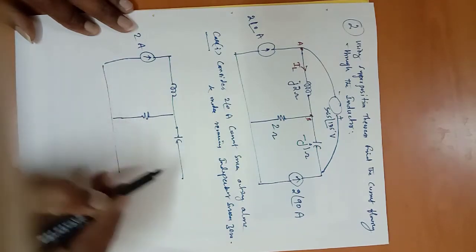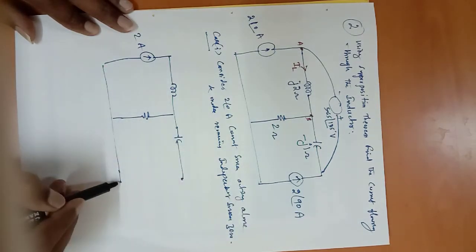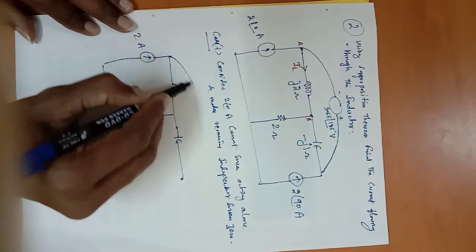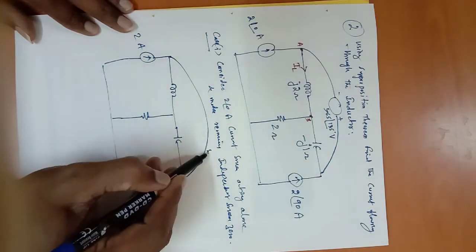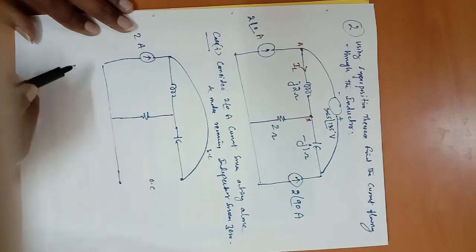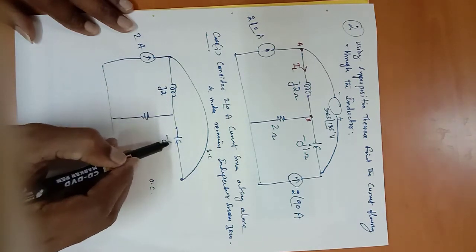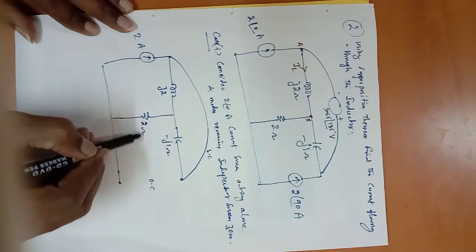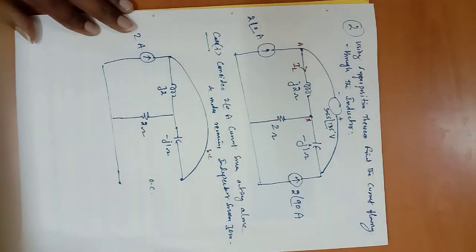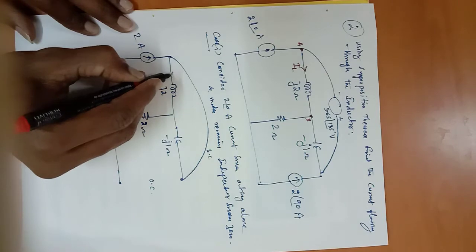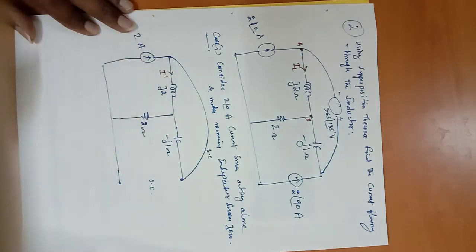Now how to make the current source 0? Create the open circuit. How to make the voltage source 0? Create the short circuit. This is short circuit. This is open circuit. So this is J2, this is minus J1, this is 2 ohm. Now current flow is from A to B. Let this current be I dash for case 1.